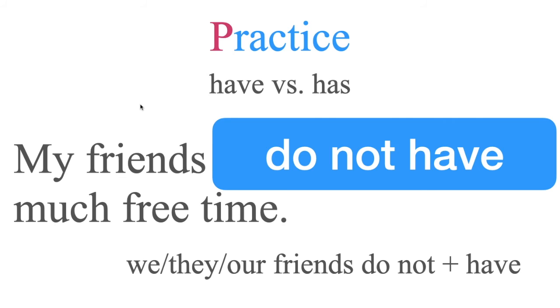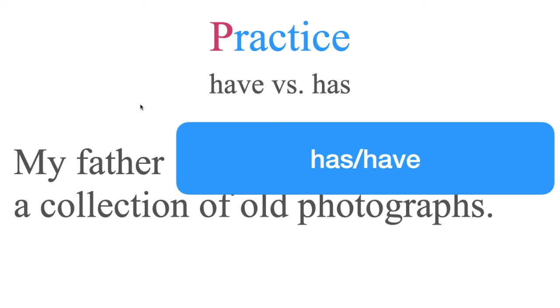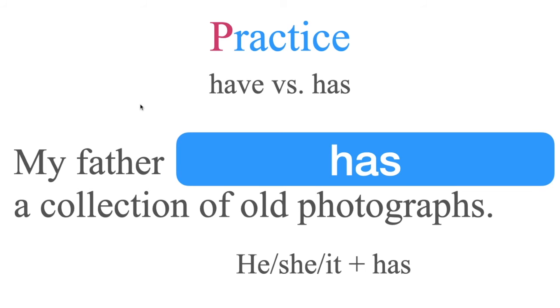It's difficult to say quickly. My friends does not have. It's hard to say that quickly, but my friends do not have. It flows nicely. So from a pronunciation point of view, this makes more sense. Another one: my father has a collection of photographs, or my father have a collection of photographs. Yes, my father has. My father has a collection of photographs.